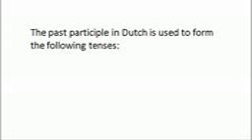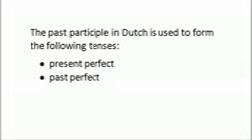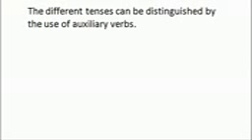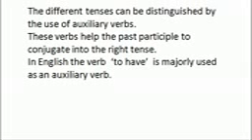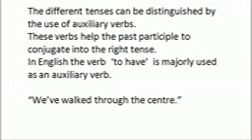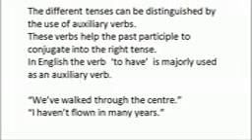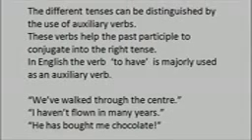The past participle in Dutch is used to form the following tenses: the present perfect, the past perfect, the conditional, and the conditional perfect. The different tenses can be distinguished by the use of auxiliary verbs. These verbs help the past participle to conjugate into the right tense. In English, the verb to have is majorly used as an auxiliary verb. Examples are: we've walked through the center. I haven't flown in many years. He has bought me chocolate.